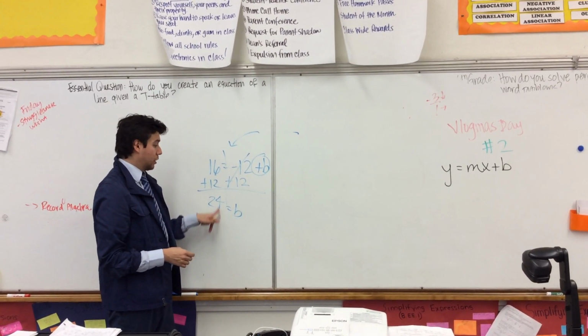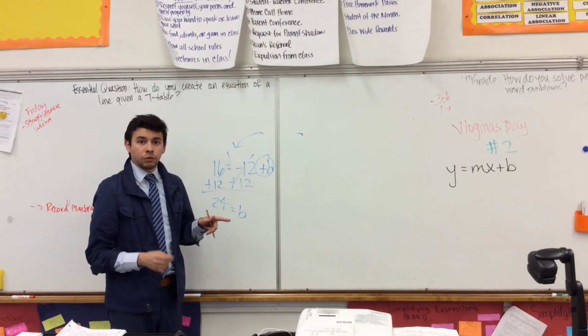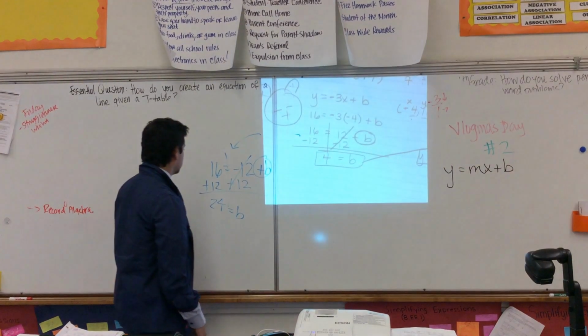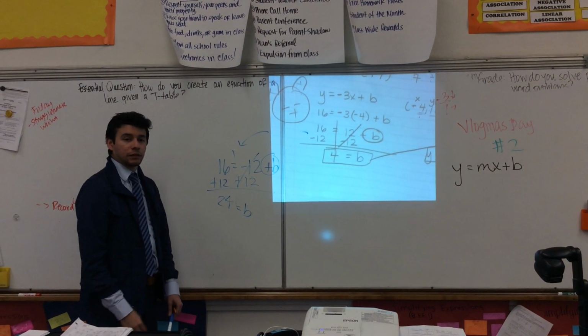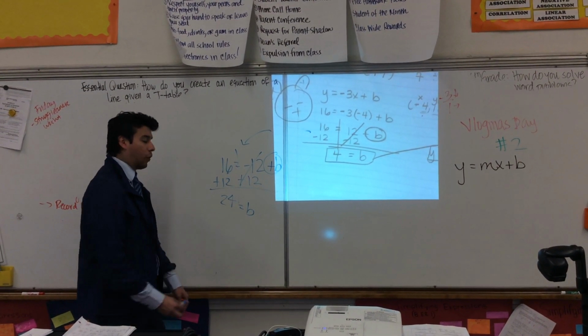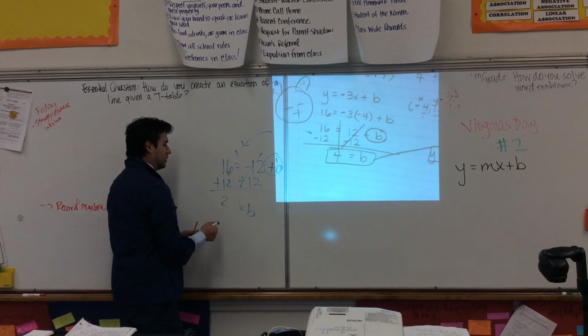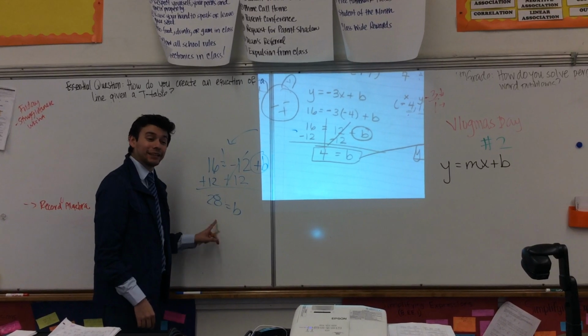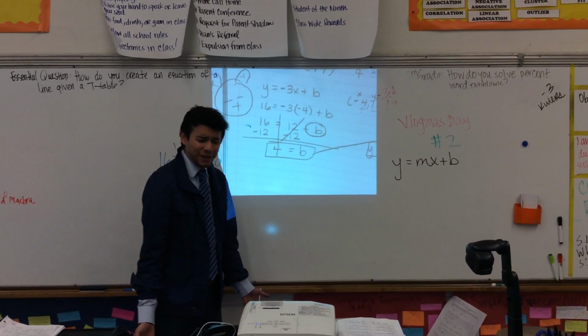Okay, so 24. Now, we're going to do one more. Whoa! Why didn't you guys say anything? 16 plus 12 is not 24. It's 28. Seriously, 28. Okay? It's okay. I'm making mistakes too.